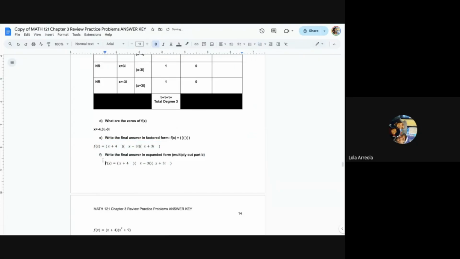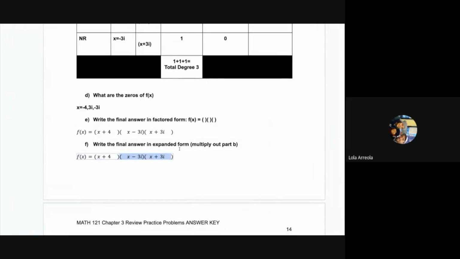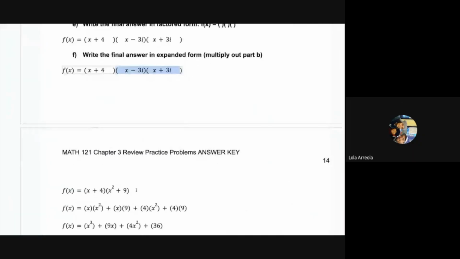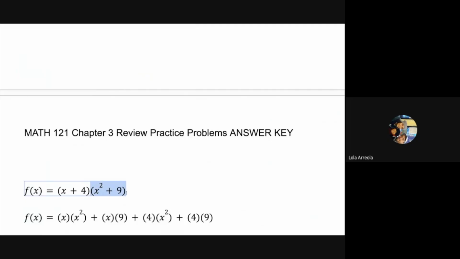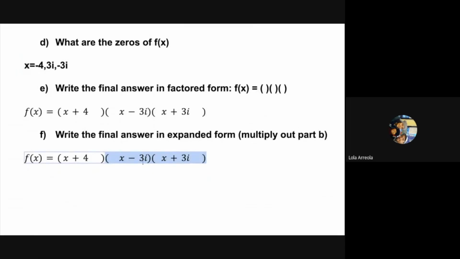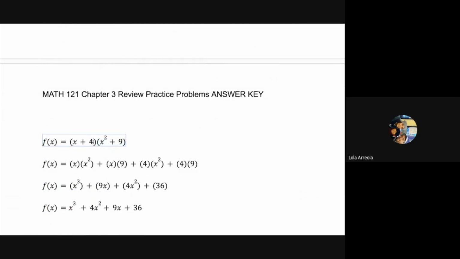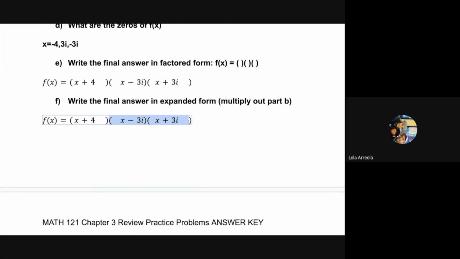Whenever I multiply something out, I like to start with the first two. But in this case, since I see a complex factor multiplied by another complex factor, this is kind of going into what we just practiced. Doesn't it simplify to x squared plus 9? The factors of x squared plus 9 are x minus 3i and x plus 3i. So if I multiply these factors out, I should get x squared plus 9. And I still have to multiply this by x plus 4. So right now, all I did was simplify this.